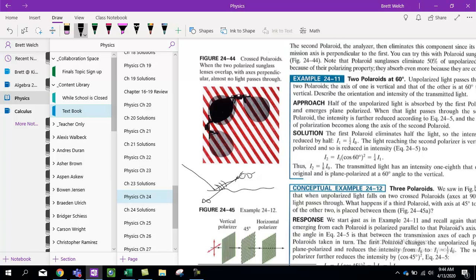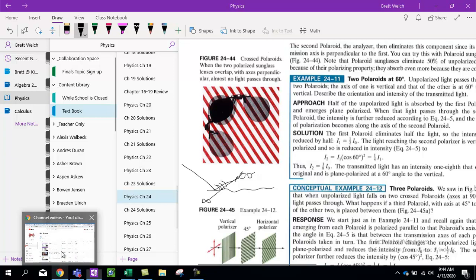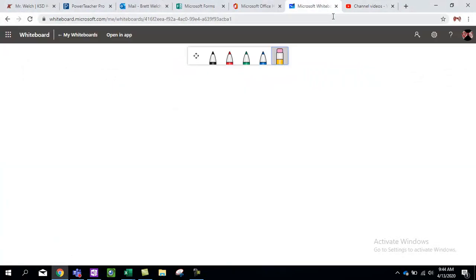And so as we look at these different Polaroids, hopefully you watched the demo where you saw that if you orient them at 90 degrees from each other, you're going to block out all the light. But what happens when we start inserting other Polaroids, or what happens when they're not at 90 degrees? And we want to talk about how much light actually gets through. Let's take a look here real quick. I'm going to come in and do a quick demo.